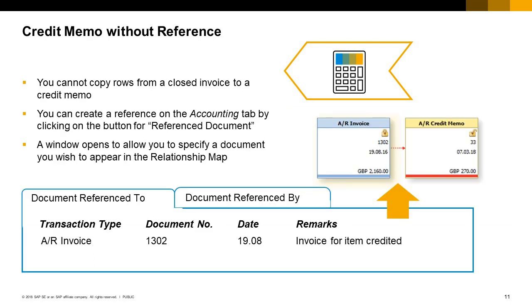Although you cannot copy rows from a closed invoice, you can connect your new credit memo to a closed invoice by using the referenced document function. You can create a reference on the Accounting tab by clicking on the button for a referenced document. A window opens to allow you to specify a document you wish to appear in the relationship map.